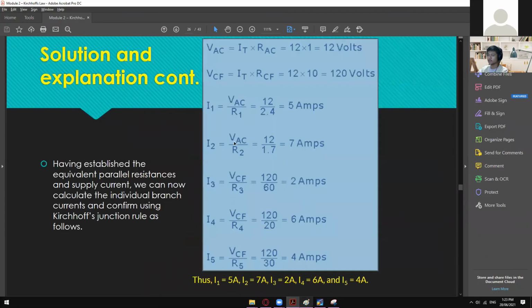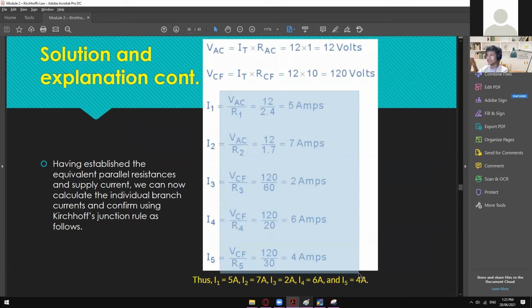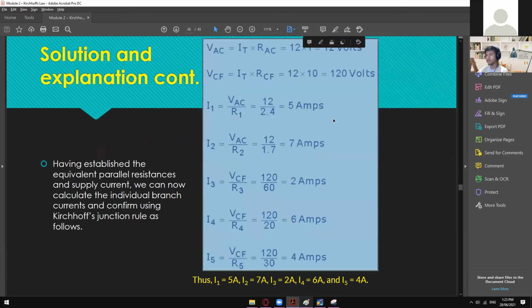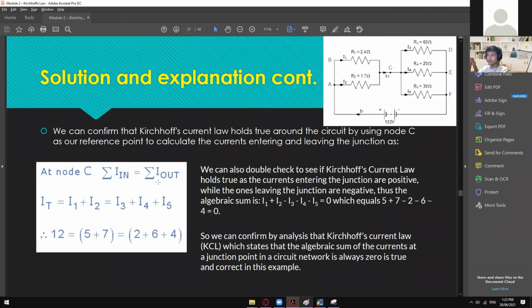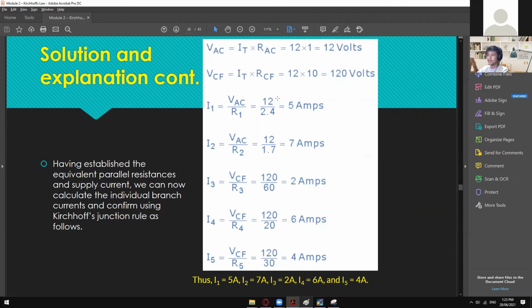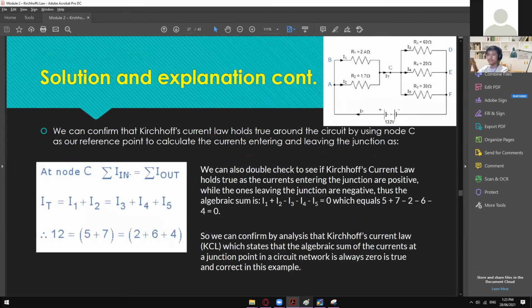And then just substitute that one using these formulas right here, and then you will get those individual currents. So 12 divided by 2.4, which is the R1, you'll get 5 amp, and so on and so forth. Okay, and then using the KCL for you to be able to verify if your results right here are really correct or no.